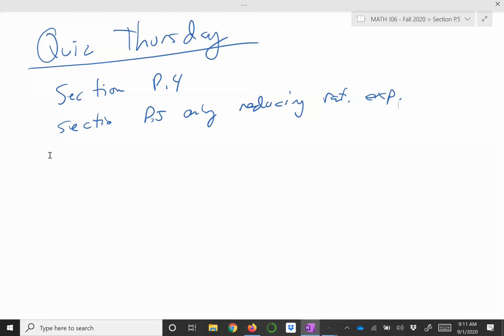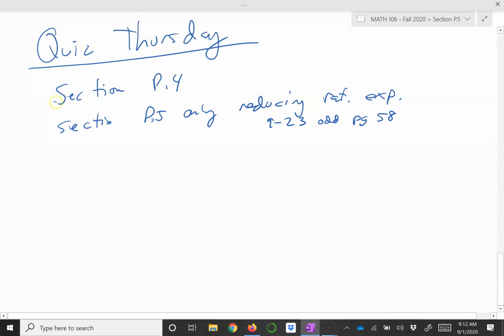You could do reduce to lowest terms, specify the domain. So you could do 9 through 23 odd on page 58. That's not something I'm going to collect because I really don't want you to focus on homework. But if you wanted practice with those, there you go. Okay? So you could do those.